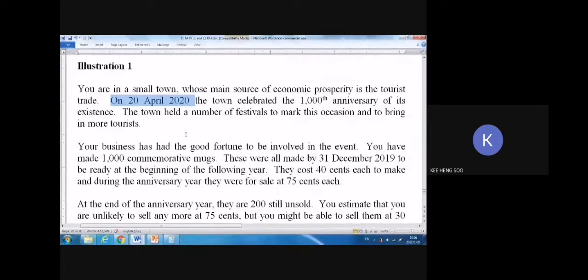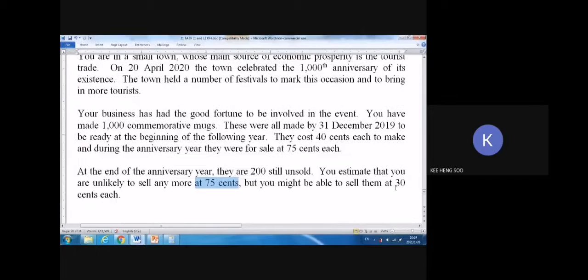On the 21st, can you see that? Going concern is no longer applied from the 21st onward, because the celebration fun fair is already over. So your marks, which you wanted to sell at 75 cents, now you are only able to sell at 30 cents.